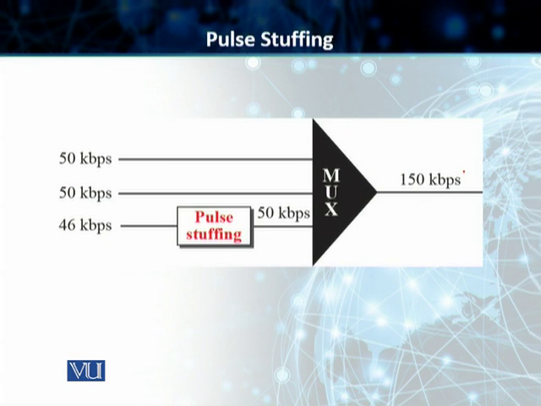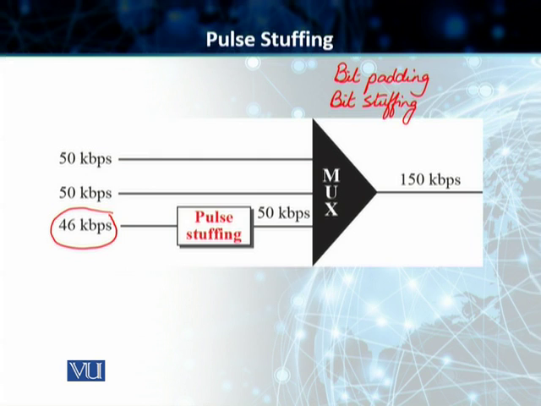Students, third technique is called pulse stuffing. Students, this is used when you get the input data rates which are not exact integers. So in this particular case, you have got a 46 kilobits per second line, and we use this technique which is called pulse stuffing. It is also called bit padding. So we are essentially inserting bits, or it's also called bit stuffing.